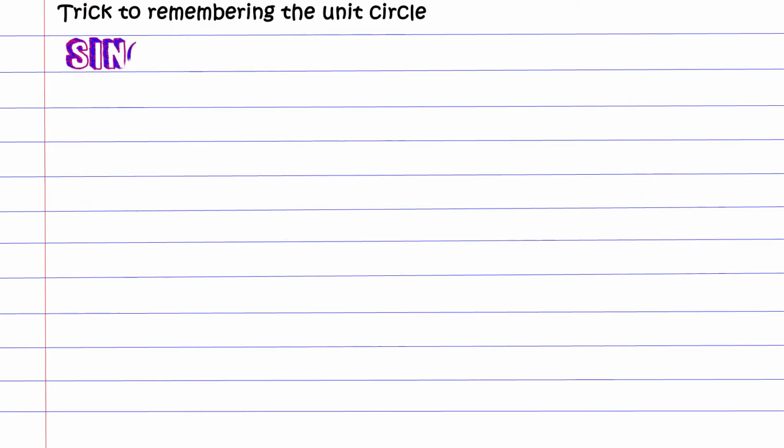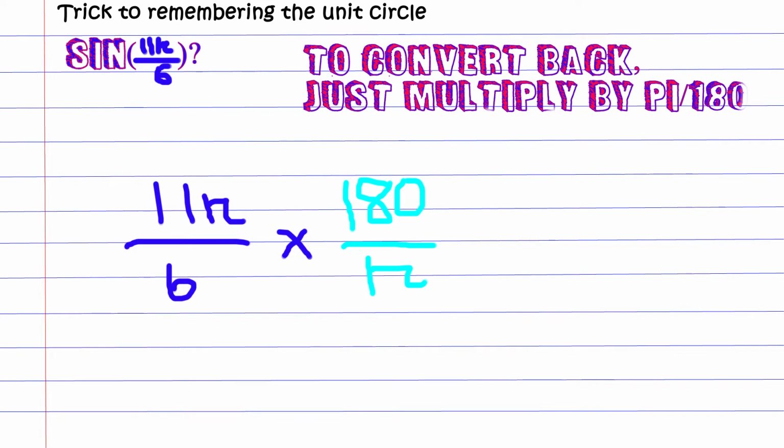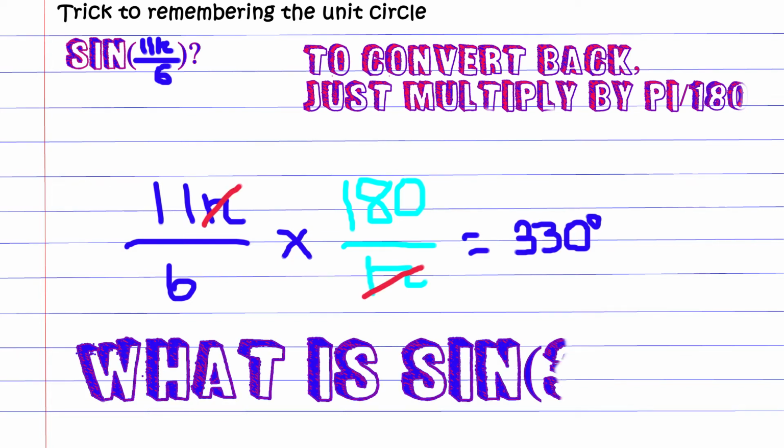What's sine of 11 pi over 6? 11 pi over 6 seems daunting. Let's convert it to degrees. To convert from radians to degrees, we need to multiply the top by 180 degrees and the bottom by pi. That's it. 11 pi over 6 radians is 330 degrees.